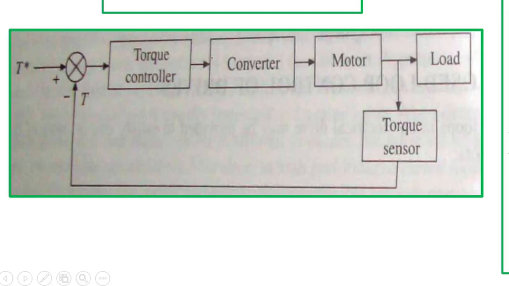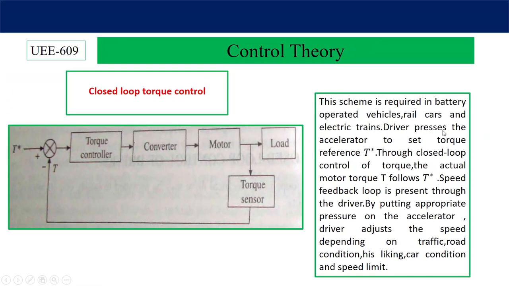Now this scheme is required in battery operated vehicles, rail cars and electrical trains. The driver presses the accelerator to set the torque reference T star. So as per the requirement of the speed, the driver will set this T star, and through closed loop control of torque, the actual motor torque T follows T star. A speed feedback loop is present through the driver. By putting appropriate pressure on the accelerator, the driver adjusts the speed depending on the traffic, road condition, his liking, car condition and speed limit. So this controller will generate pulses to obtain this T star.